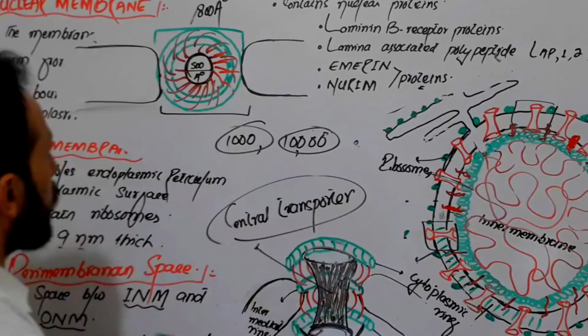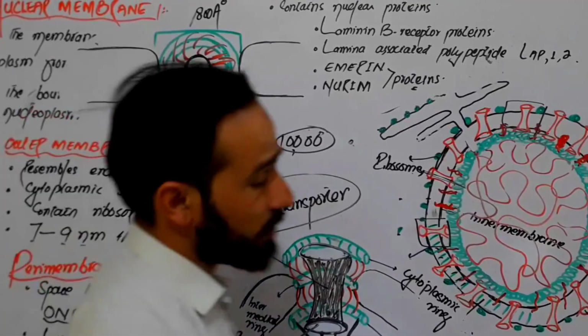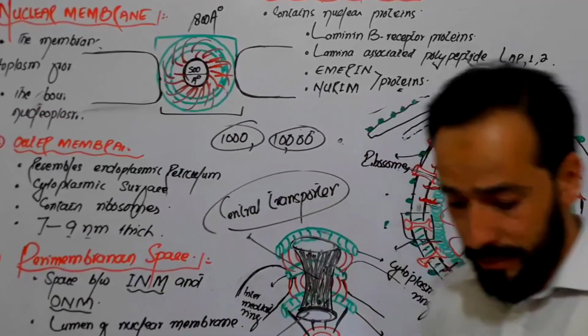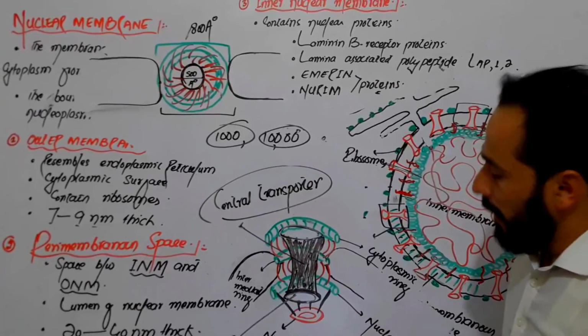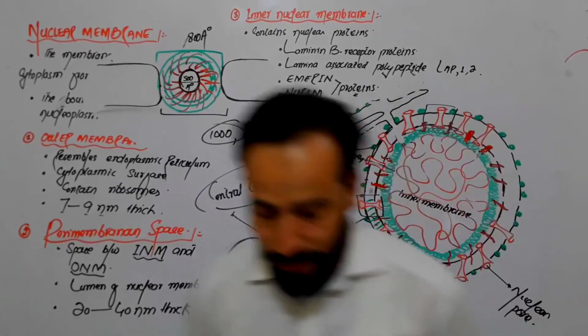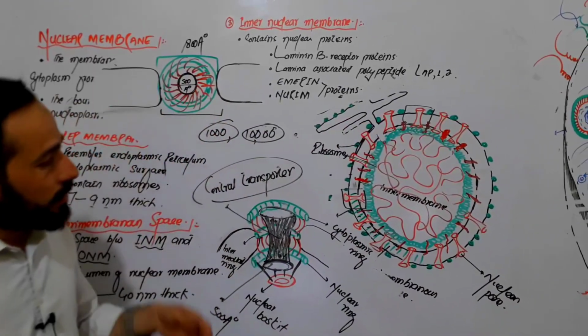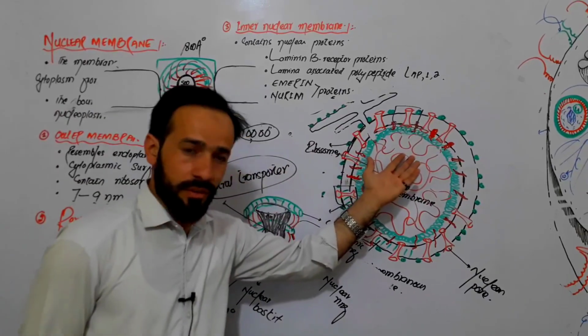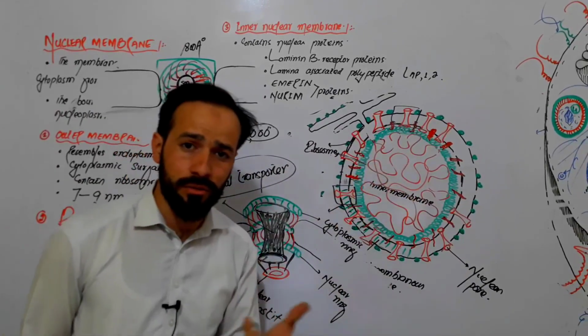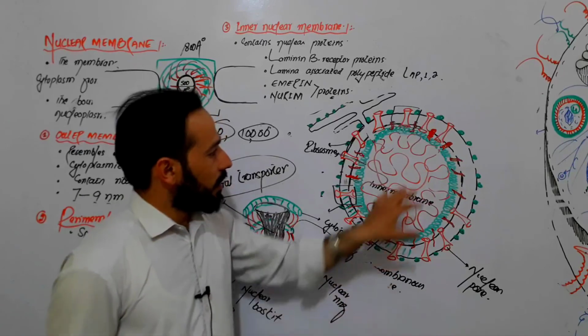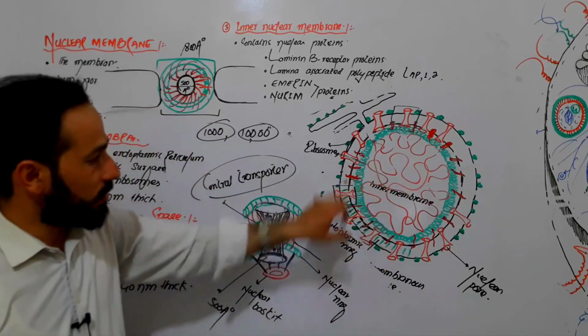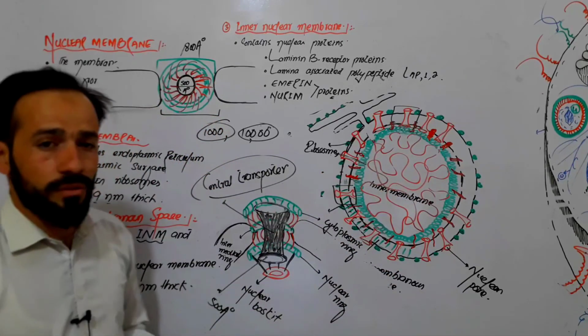So this was, my dear friends, the structure of the nuclear membrane. I hope you like the lecture. Inshallah, in the next lecture, we will discuss the nucleolus inside the cell. What is the nucleolus? Then we will see that, and the other structures, the DNA and everything, we will discuss in detail. So see you in the next lecture.